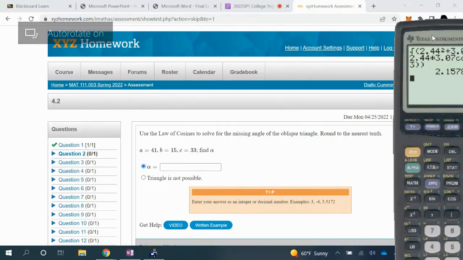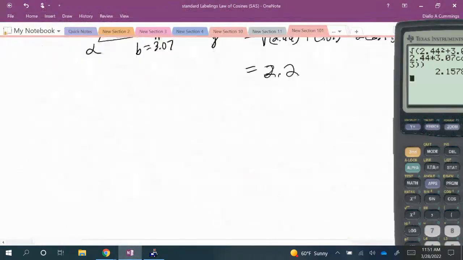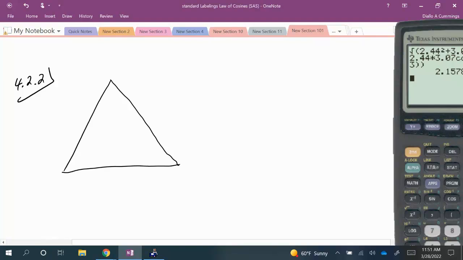All right, so I'm going to just sketch that out. All right, so this is 4.2, number 2. Again, we have standard labeling: alpha, beta, and gamma. We're given that A is 41 degrees. We're given that B is 15. And we're given that C is 33.